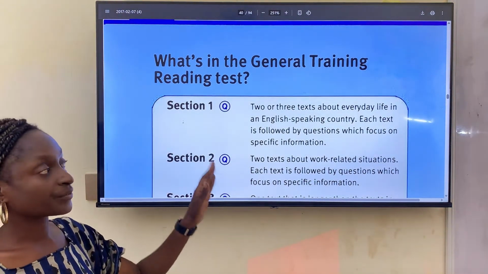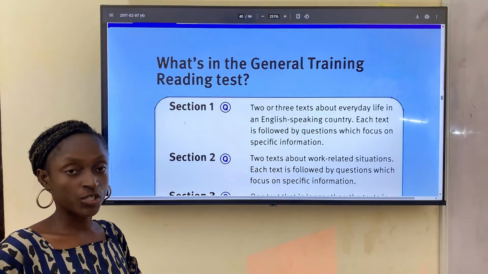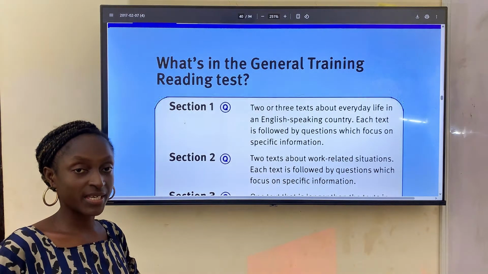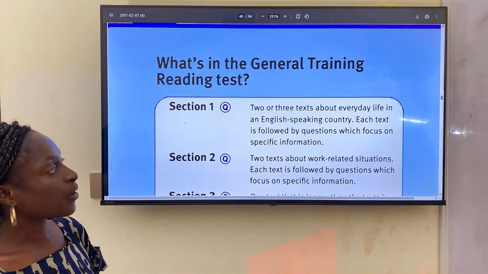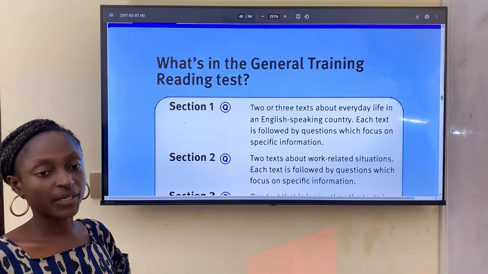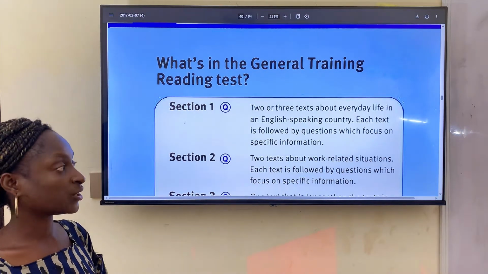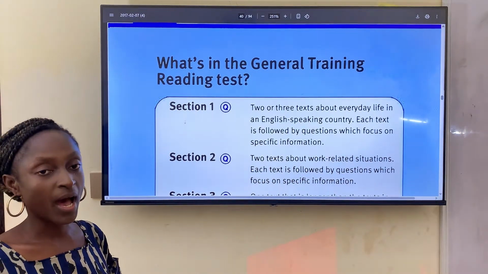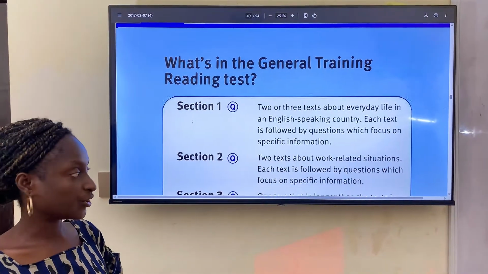The first section comprises 2 passages with about 14 or 13 questions. And these passages are majorly focused on everyday life in an English-speaking country. And there will be questions on each of the passages.